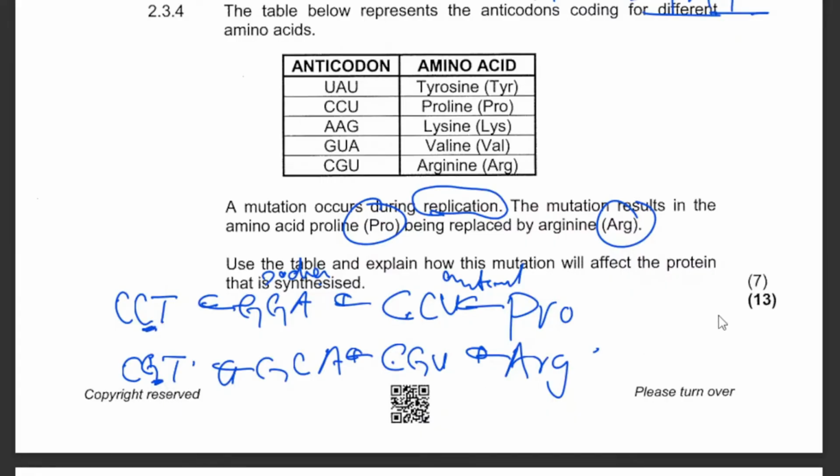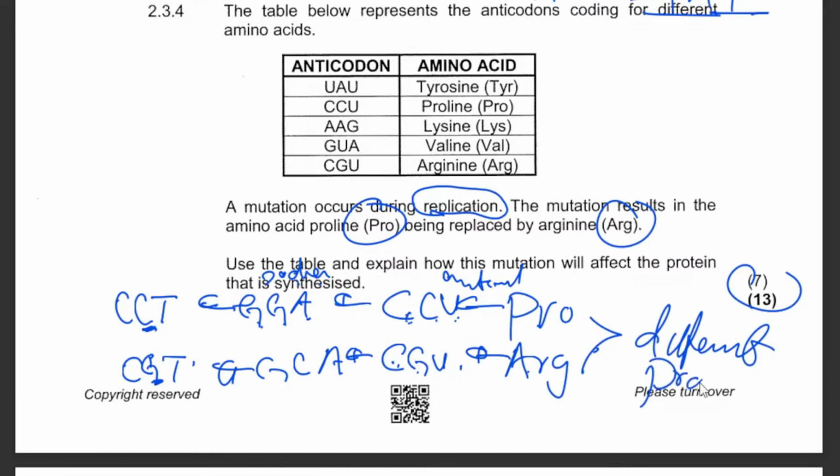You understand? But they say 7, so it means that you have to show which is transcribed as GGA and GGA respectively on the messenger RNA, and then CCU and CGU respectively on the tRNA. That's the anticodon. Hence proline and arginine, which are two different amino acids, resulting in a different protein.